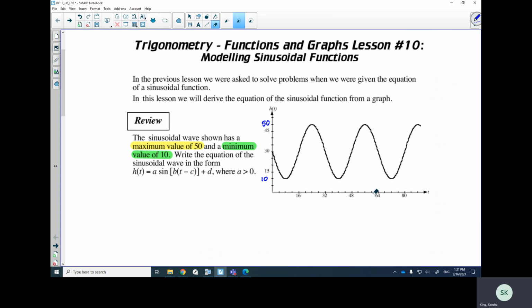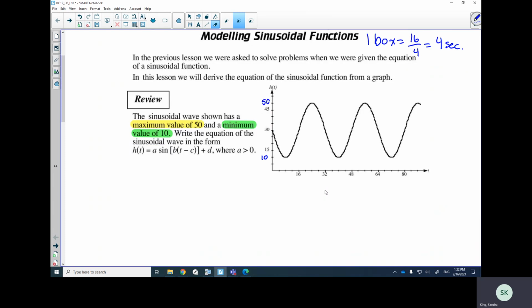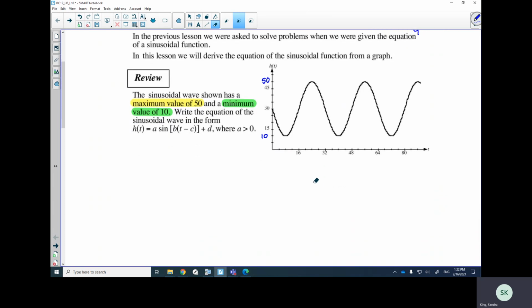Let's quickly figure out what the scale down here would be, because it's going to help us with our period. How many boxes are you counting to get to 16? So what would one box be worth? Kieran, do you know what that would be? 4. Yes. You're counting up 4 boxes. So on the x-axis, one box would be 16 divided by 4, which is 4 seconds. Each box is going to be 4 seconds. So 4, 8, 12, 16, 20, 24, 28, 32. So it makes sense.